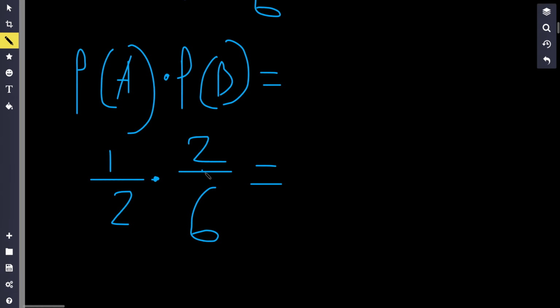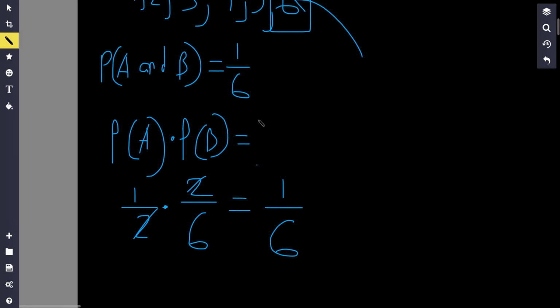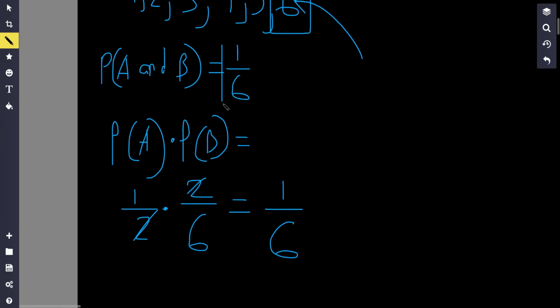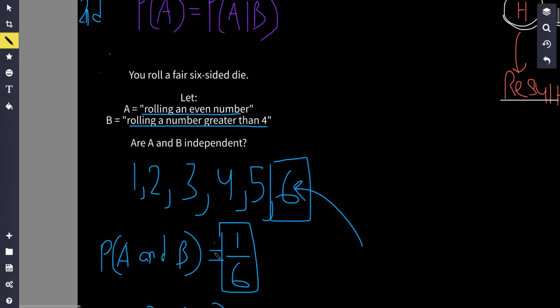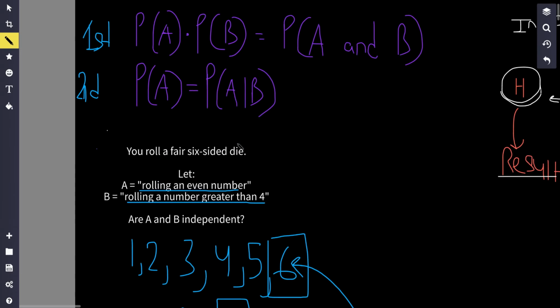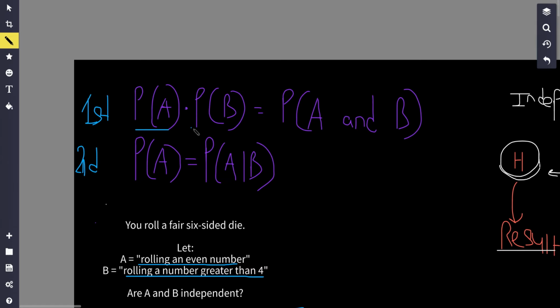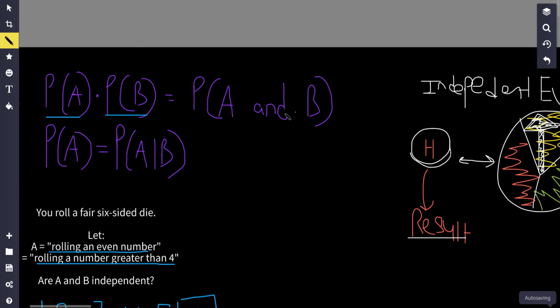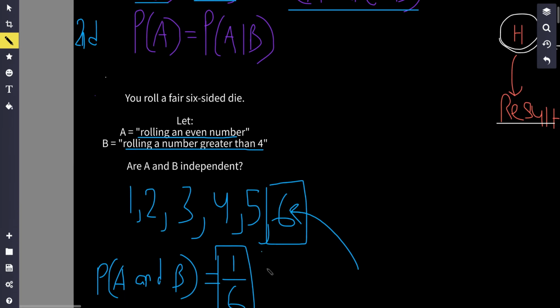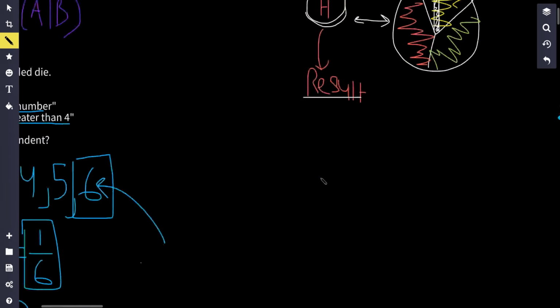Now, if I multiply these two things together, I'm going to get 1 over 6. And notice how the probability of A and B is equal to the probability of A times the probability of B, meaning that these two events are independent. Okay, so, if the probability of A times the probability of B is equal to the probability of A and B, then two events are independent. And you've probably seen this before, right?